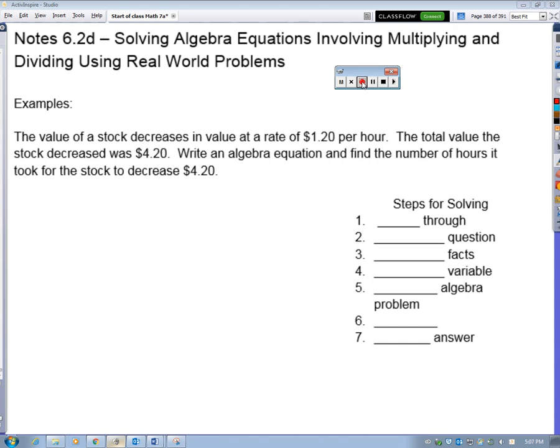Alright, my math friends, here we are again back into another math lesson. This time we have lesson 6.2d. We're going to be solving algebra equations involving multiplying and dividing using real-world problems.